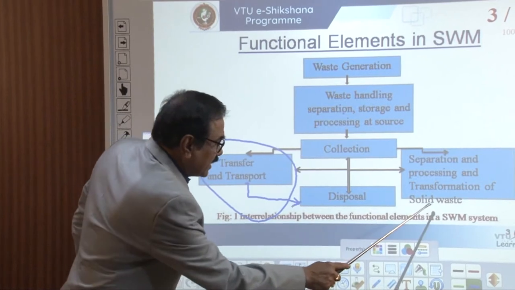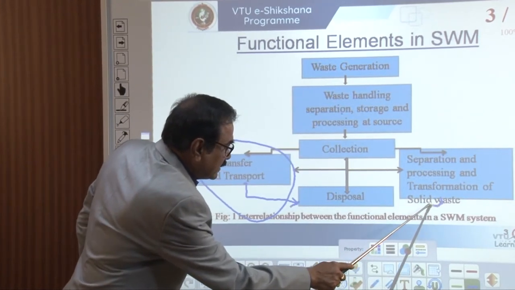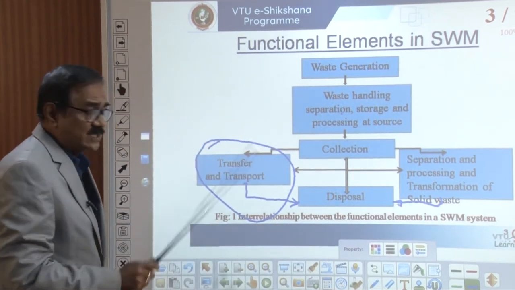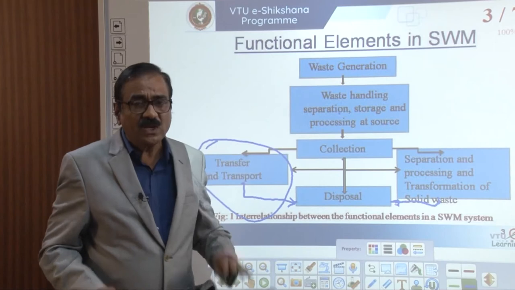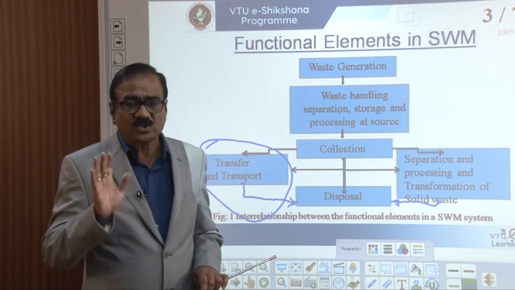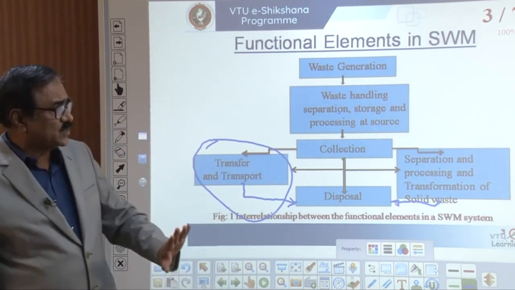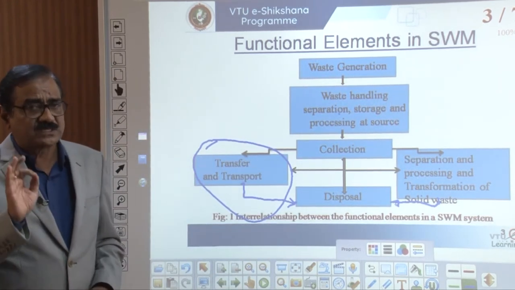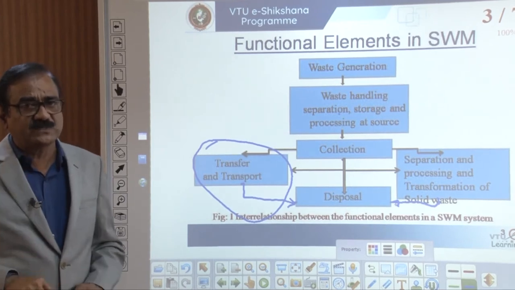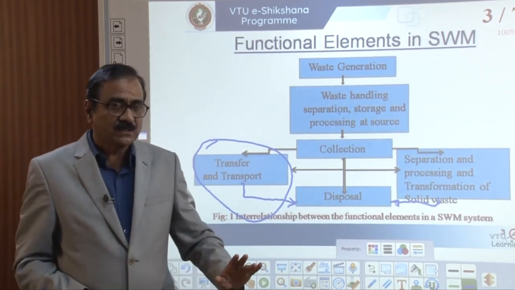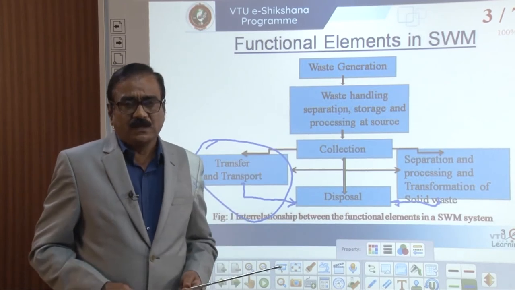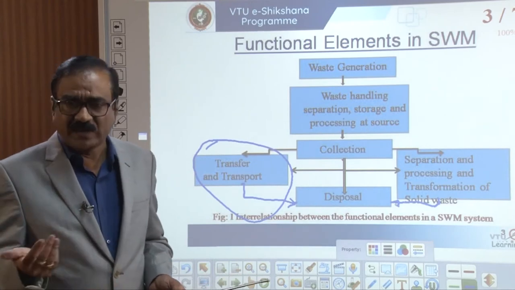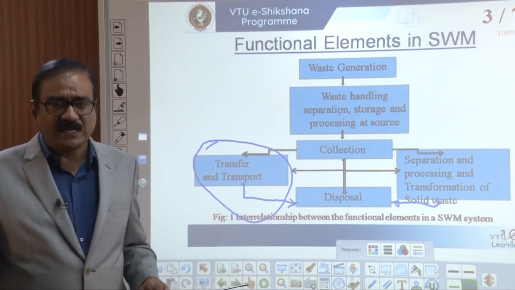And from here, one more flow diagram is missing. Ultimately, this was it. So this is the interrelationship between the various functional elements in solid waste management. Once you understand this interrelationship between the six functional elements of solid waste management, I think as an engineer you will be in a comfortable position to handle this waste management system, given an opportunity as a civil engineer or environmental engineer.